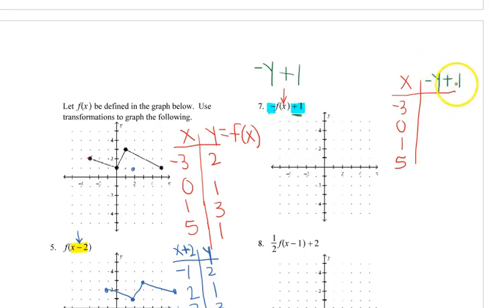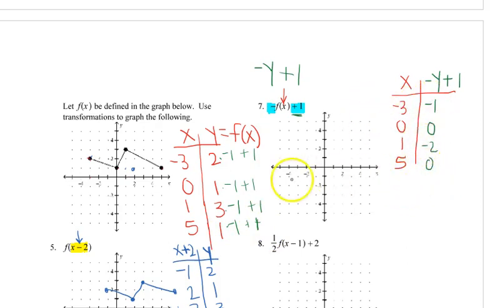So I have negative y plus 1. We do multiply first by negative 1, and then we add 1. So 2 times negative 1 is negative 2, plus 1 is negative 1. We multiply by negative 1, and we add 1. So negative 1 plus 1 is 0. Multiply by negative 1, and we add 1. So that's negative 3 plus 1 is negative 2. And one more time. That's negative 1 plus 1 is back to 0.